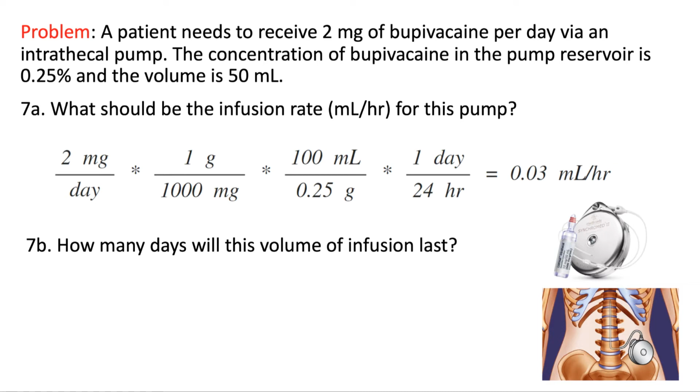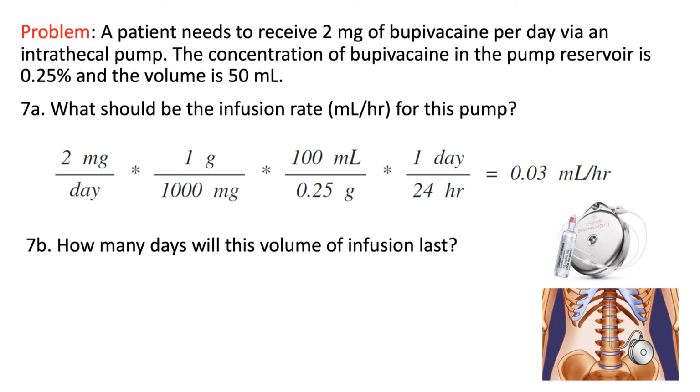So we'll multiply by the fact, based off of the concentration, that in 100 milliliters there would be 0.25 grams. Grams of bupivacaine cancel, and I'm in milliliters. That's great. Right now I'm in milliliters per day, though, and the last step would be to tell me how many milliliters per hour. So let's also multiply by the fact that in one day there are 24 hours. That way days cancel, and my final units would be in milliliters per hour. So if I do all that math going from left to right, my final answer would be 0.03 milliliters per hour.